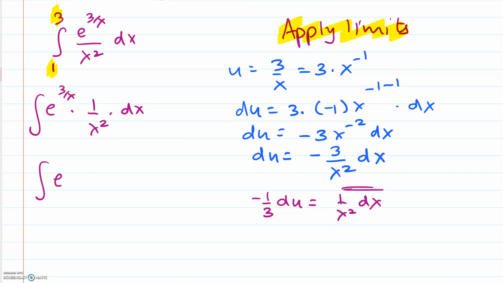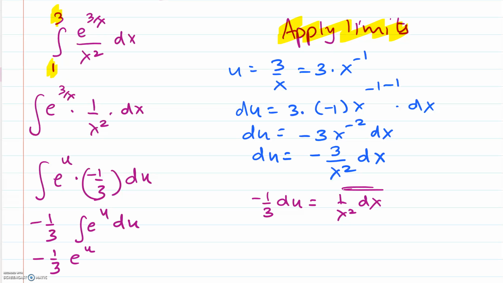So this will become e to the u. 1 by x squared dx is negative 1 by 3 du. So pulling the constant outside, negative 1 by 3 integral e power u du. e function is itself, e power u. Go back to x, negative 1 by 3 e to the 3 by x plus c.